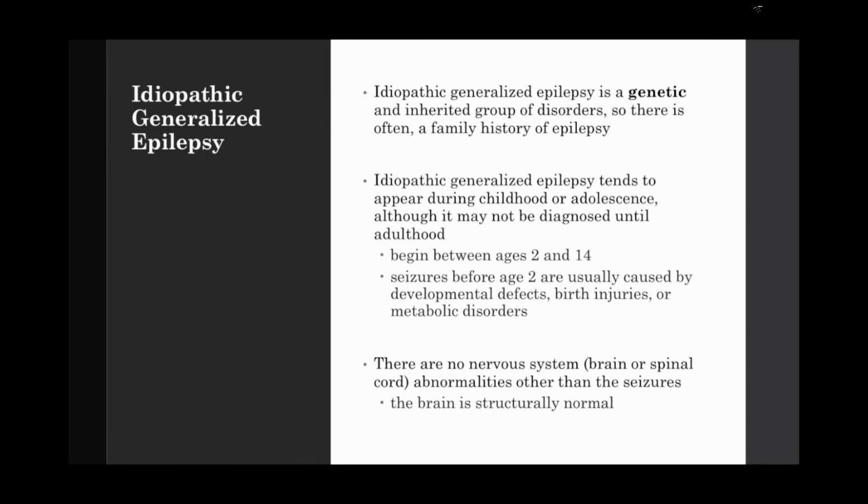Okay, idiopathic generalized epilepsy. This is a genetic cause. So obviously ask about family history of seizures. Anyone in the family have seizures? Usually very common between ages 2 and 14. If they happen before age 2, it's usually due to a developmental defect, birth injury, cerebral palsy, muscular dystrophy. There's something else going on that's usually part of the seizure symptoms they're having. When they're young and having recurrent seizures and epilepsy, it's due to something that happened during development. They're going to have other developmental problems as well, not just the seizures. Also, there are no nervous system, brain, or spinal cord problems other than the seizures. Everything else is usually intact. When they're not seizing, they're okay.